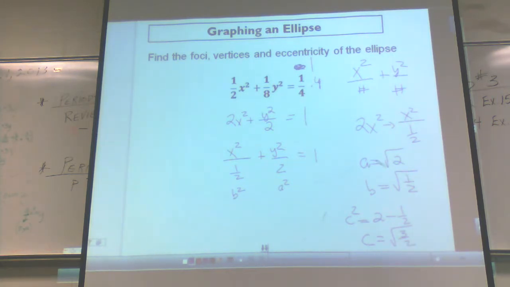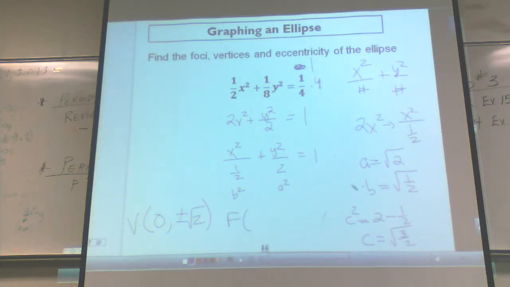Alright, now these numbers right here, for the two focus points and the vertices, I'm going to lead with the square roots. When I do the eccentricity part, you can do that as a decimal, that's fine. But when you do the vertices, since the bigger number is below the y, that means it's the y coordinate that is changing. So my vertices would be 0 plus or minus square root of 2.